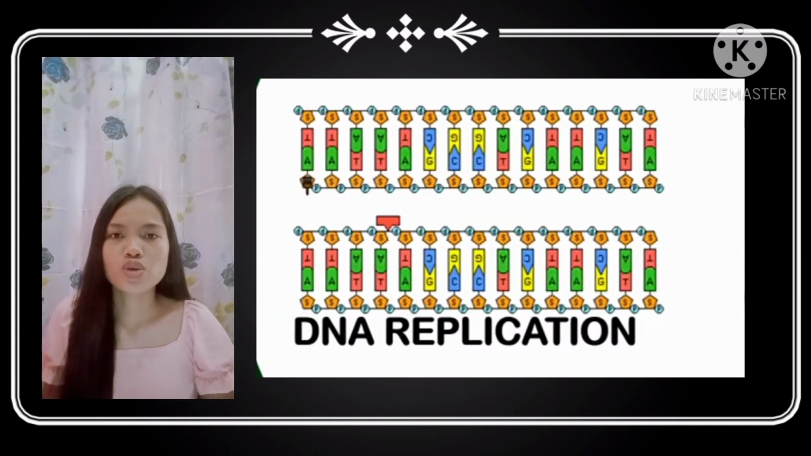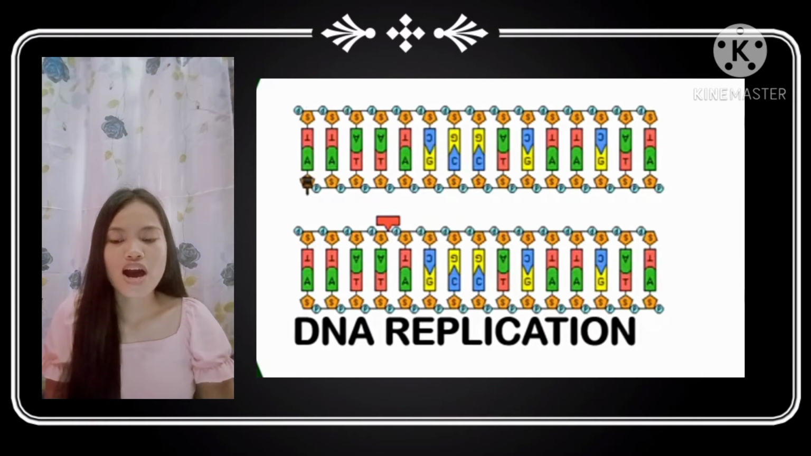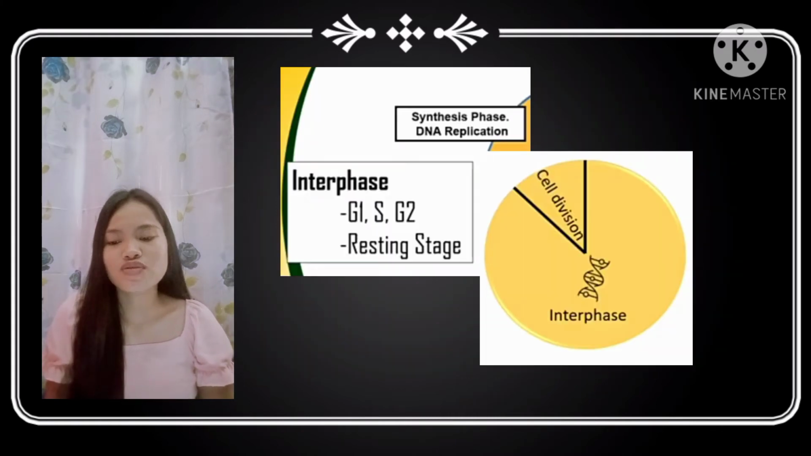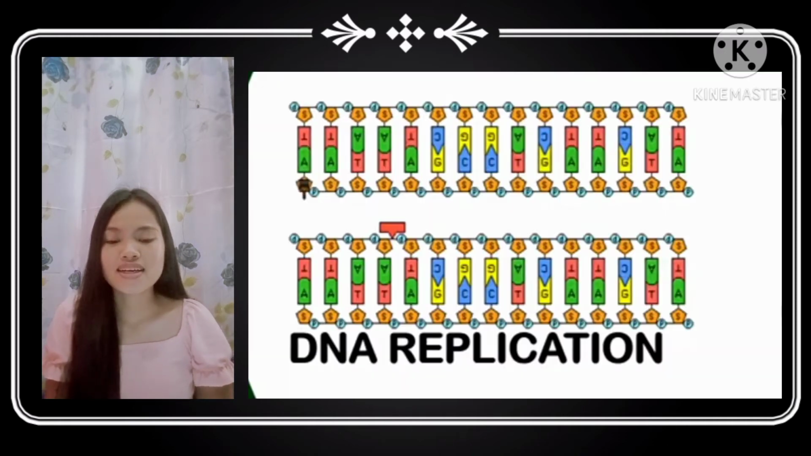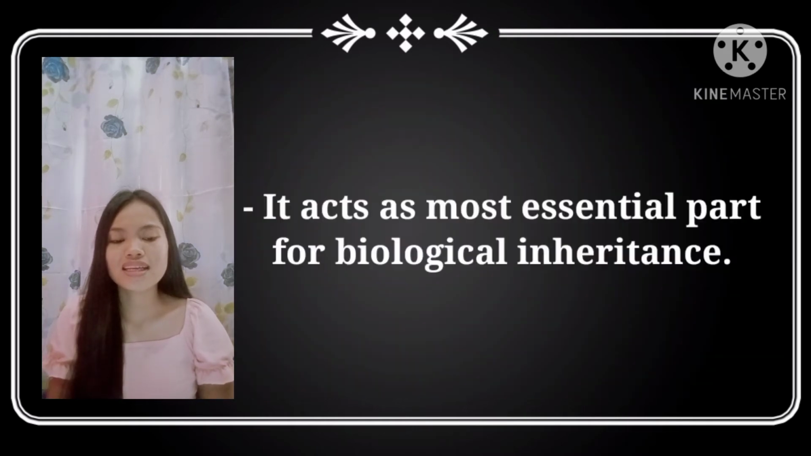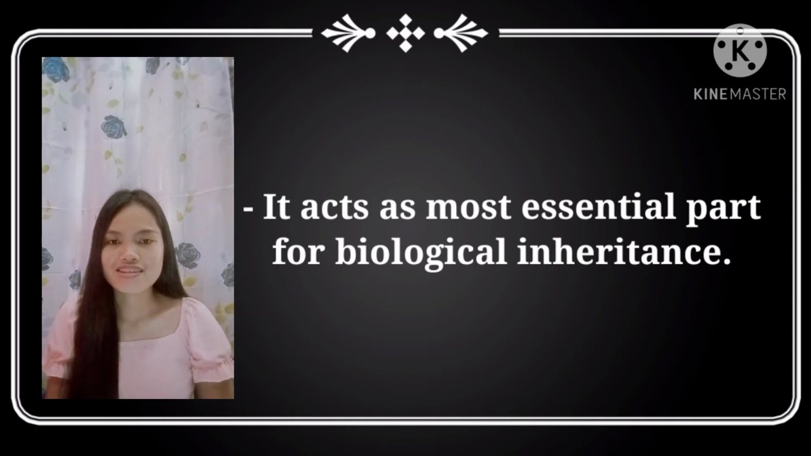We are finished with the DNA structure, so now we will be moving on to how this genetic material replicates. DNA replication occurs in the S phase of the cell cycle. It is the process where two identical replicates of DNA are produced from one original DNA molecule. It occurs in all living organisms, and it is important because it acts as the most essential part of biological inheritance.